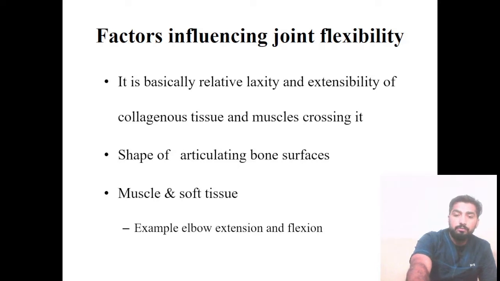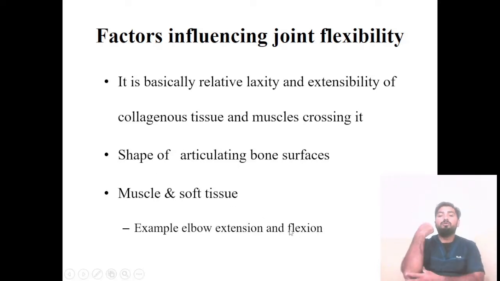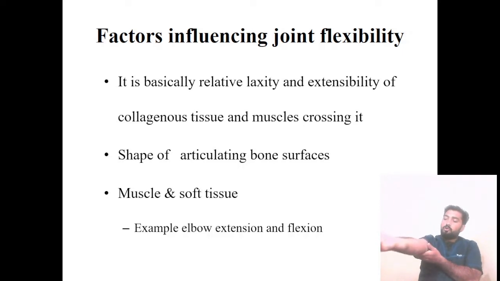Muscles and soft tissue. Example of elbow extension and flexion. If we talk about elbow extension, the end range is limited by the approximation of the bones, the radius and ulna with the humerus, at the olecranon process, and elbow flexion is limited by the muscle belly of the biceps in front of it.